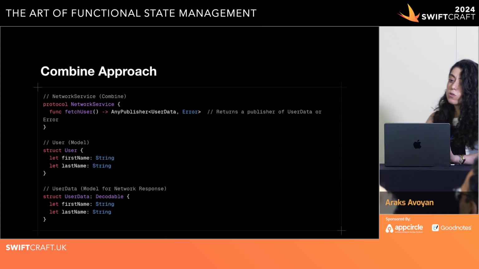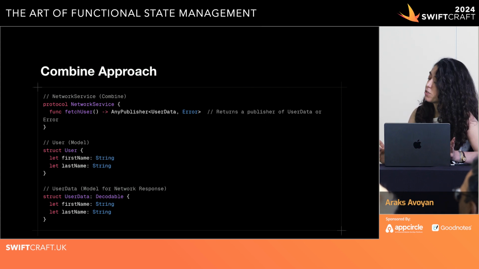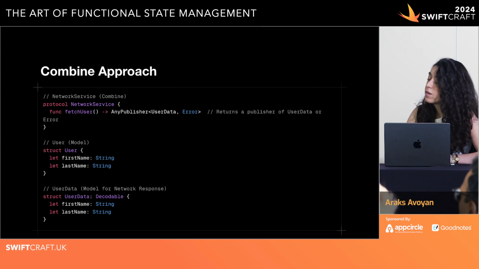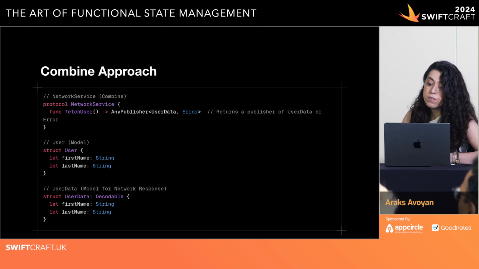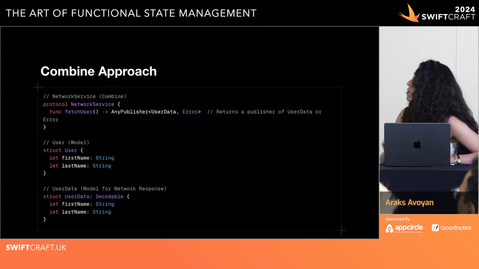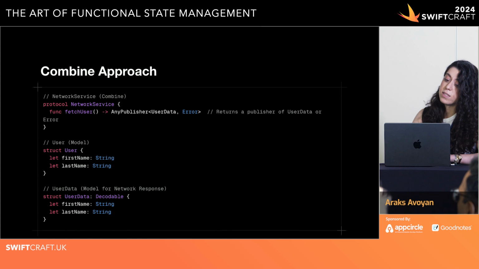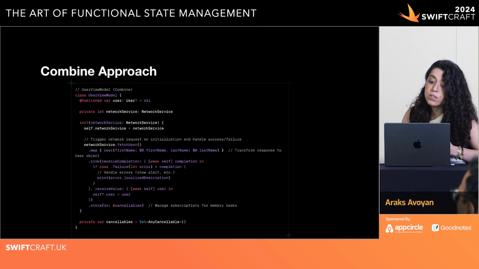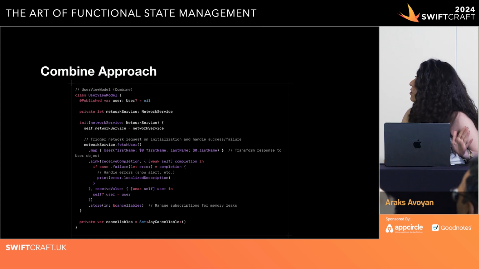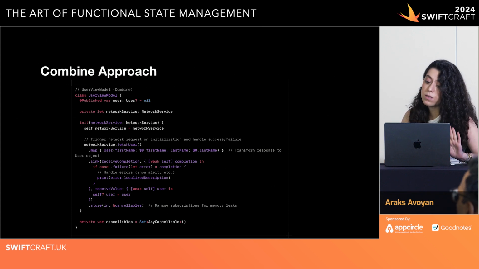With Combine, we can model the user profile data as a publisher and use operators to handle the network request and update the UI declaratively. Here, we have the same network service, user, and user data, which will be a model that we will use from our network service. Here, the user view model uses the published property wrapper to create a publisher for the user data. We inject a network service that returns a publisher of user data or an error.